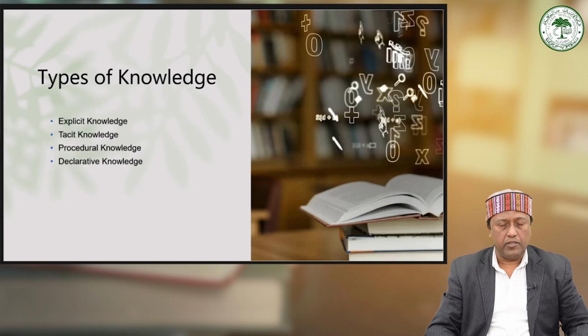And the last in this category is declarative knowledge. Declarative knowledge is factual knowledge about concepts, principles, facts, or truths. It involves knowing what, or that something is true. Examples are scientific theories, mathematical formulas, and vocabulary.